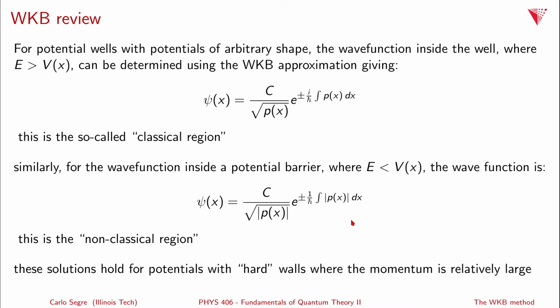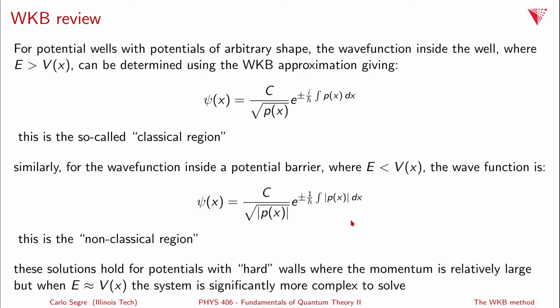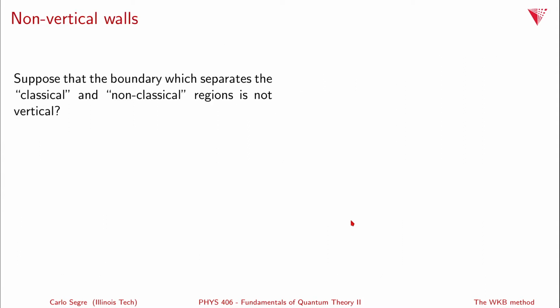So these solutions hold for potentials with hard walls, where the momentum is relatively large, and you don't have to deal with the energy becoming close to V of x. When E is equal to V of x or close to V of x, and you don't have a hard wall, then it's much more difficult to solve this kind of problem. So suppose that we have a boundary that separates the classical and non-classical regions, and it's not vertical.